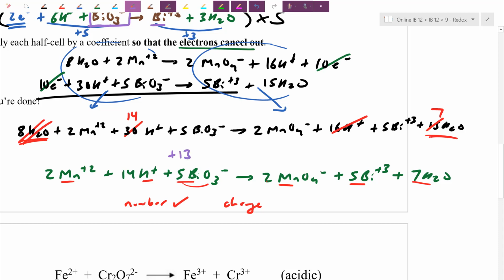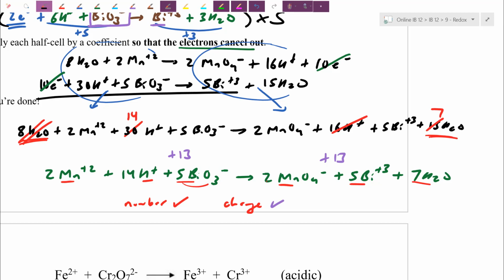On the right side, I have minus 2. 5 times 3 is plus 15. 15 minus 2 is plus 13. Water is neutral. Again, the charges don't have to be 0, but they have to be the same on both sides. The charges are equal. That means there's no free electrons in my balanced redox equation.